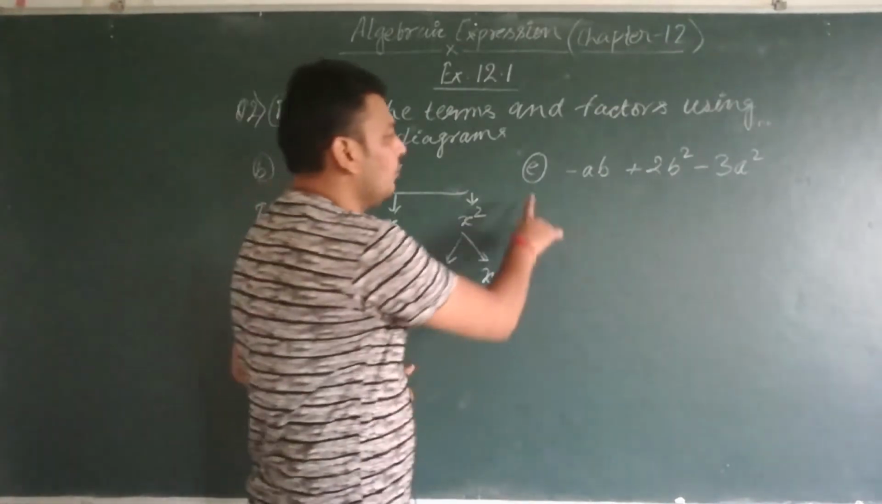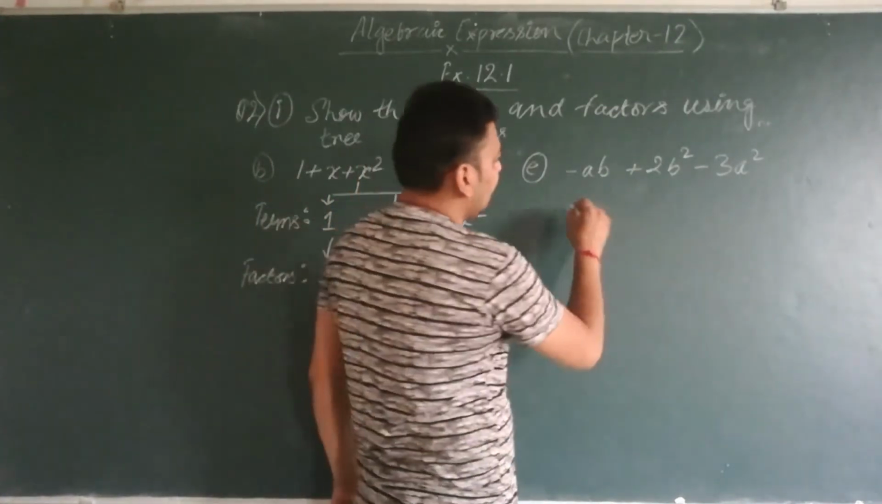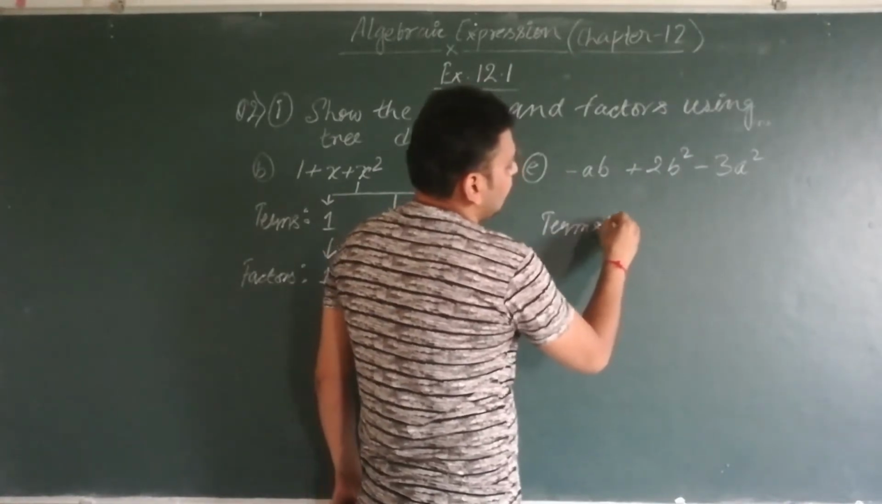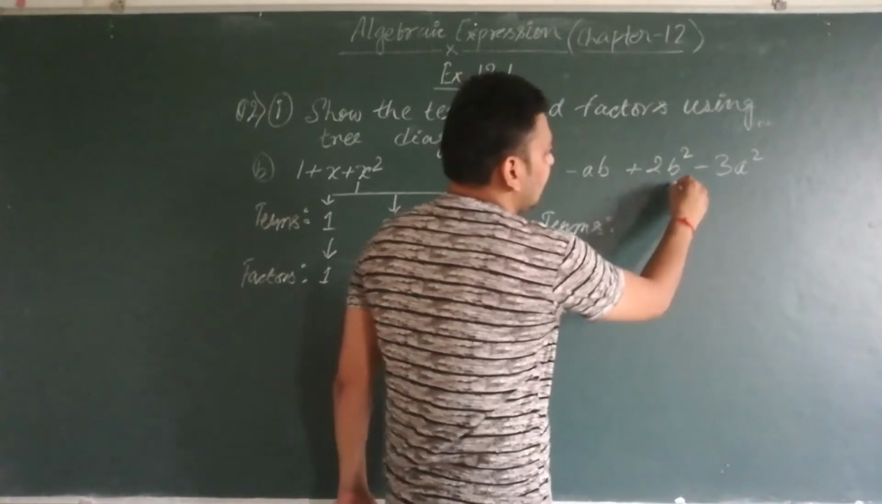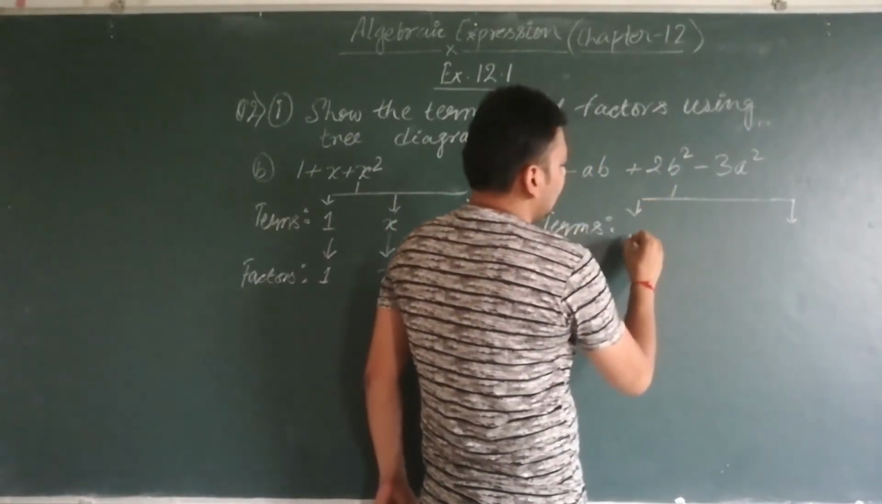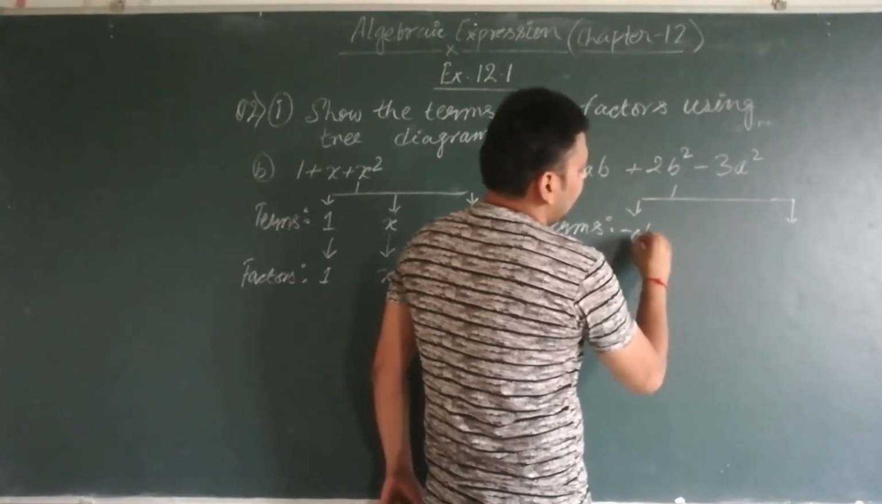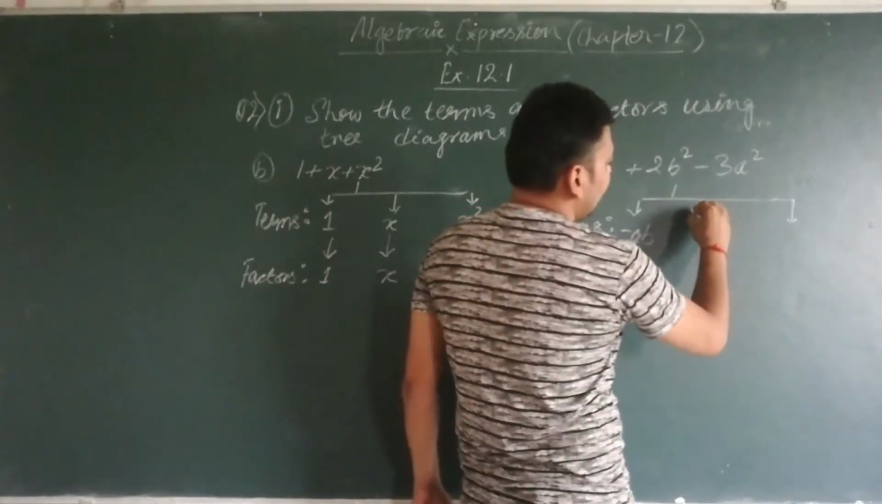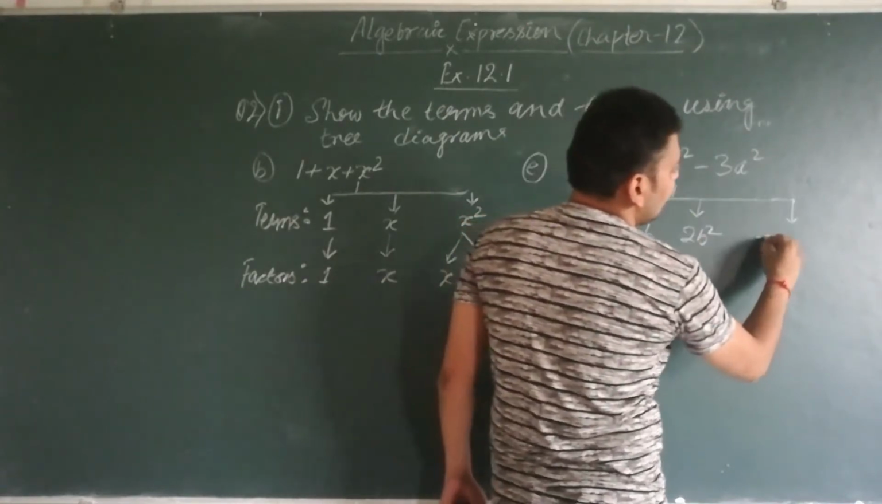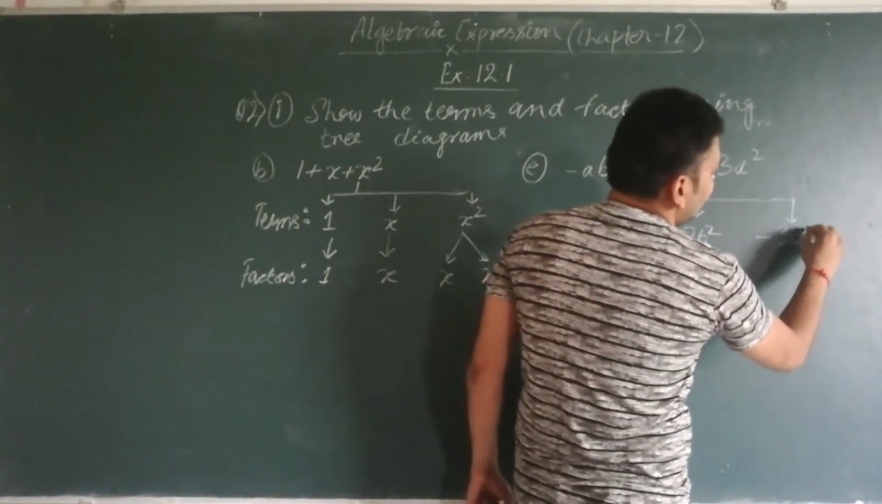Okay. Moving to part E. Here we can divide this expression into terms, and how many terms are there? 3 terms. Okay. The first term is minus AB. The second term is 2b square. And the third term is minus 3a square.